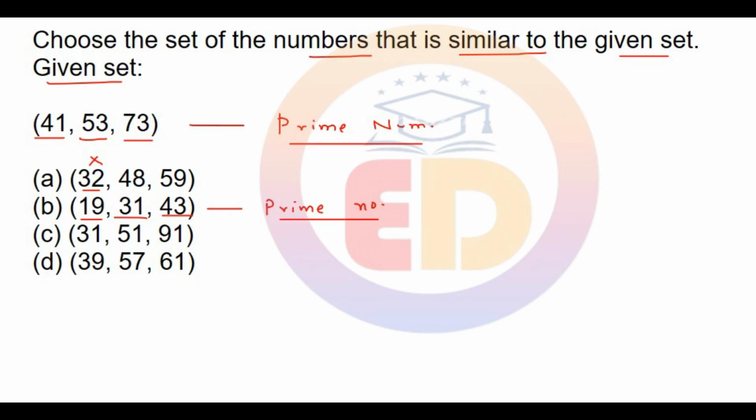Option C, 31 is a prime number, but 51 is not a prime number, it is divisible by 3. 91 is also not a prime number, it is divisible by 13 and 7. 39 is divisible by 3, it's not a prime number. 57 is divisible by 3, not a prime number. 61 is a prime number. Here, our answer will be option number B, because it has a set of three prime numbers as given in the question set.